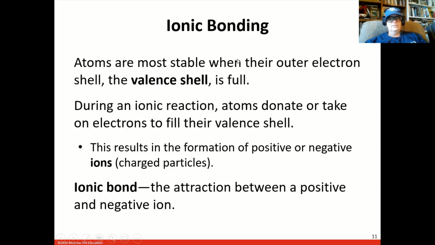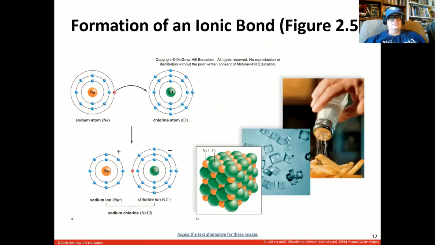All right, so let's move on again. During an ionic reaction, we're going to make ions. Atoms are either going to give up or take electrons, and that will give them a charge, either positive or negative. And if they are positively charged and negatively charged, they're attracted to each other like the positive and negative ends of a magnet. So these atoms will be attracted to each other.